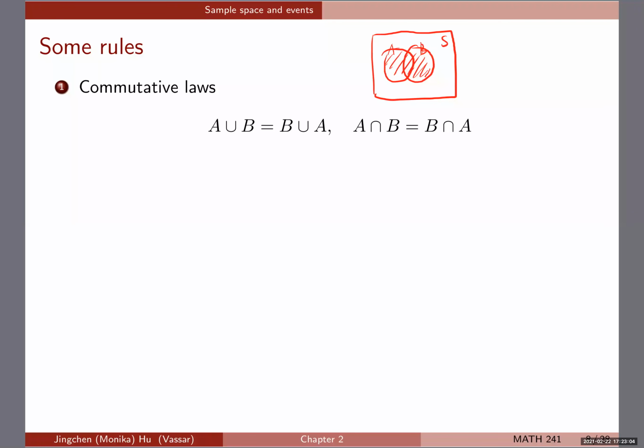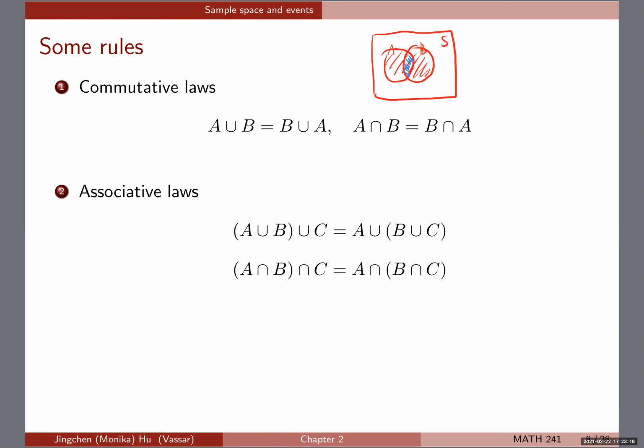A union B, B union A, is the same as what we're talking about over here. And let me use a different color. The intersection of the two, as we know, is the shaded area, the blue shaded area here. So it's commutative because whichever order you go with will give you the same results. Associative law is also pretty similar in some sense. Now we're adding a third event over here.